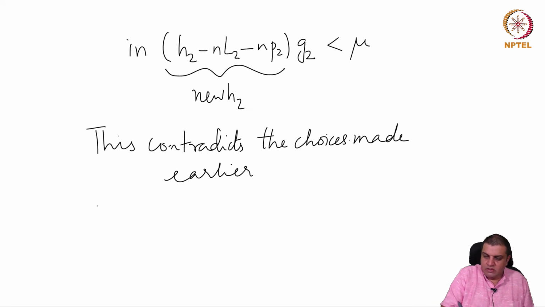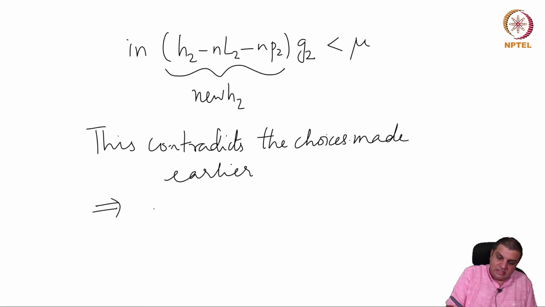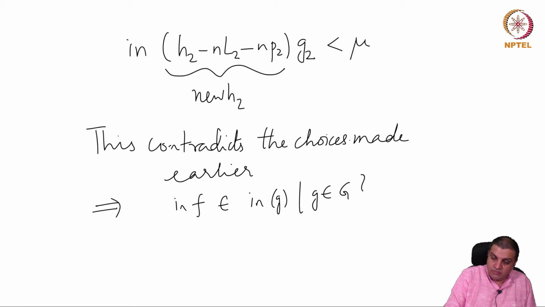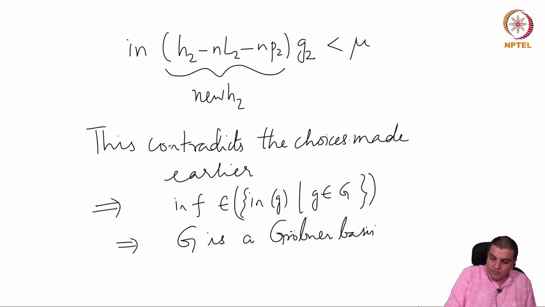And hence the conclusion is there, and all of this came by assuming that there is an F. So the conclusion is that in F is inside the ideal generated by in G. In other words, G is a Grobner basis for I. Okay, so that's the end of this proof.